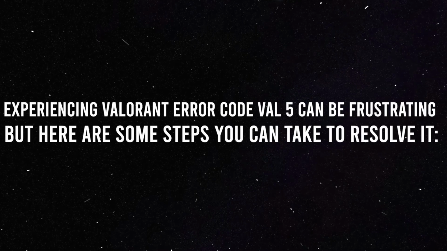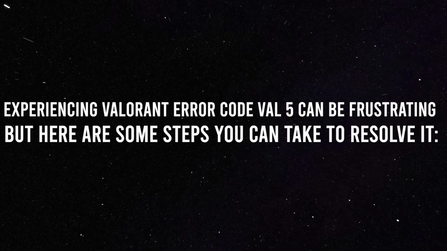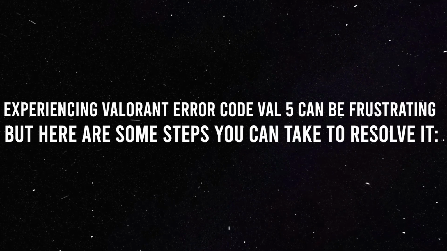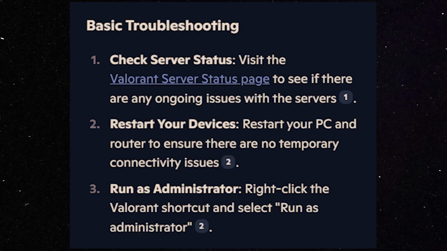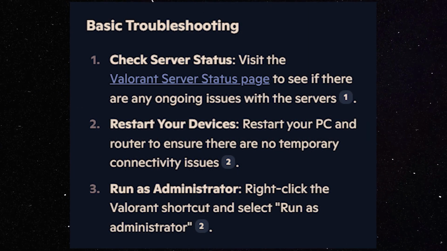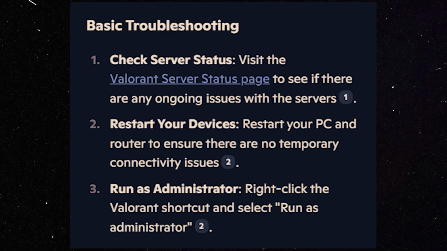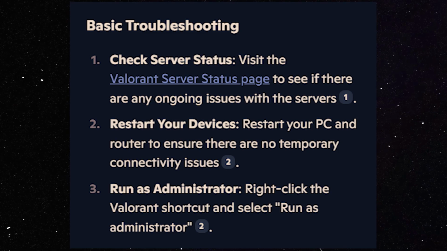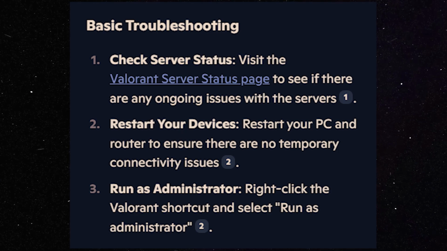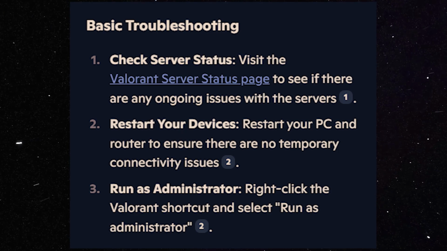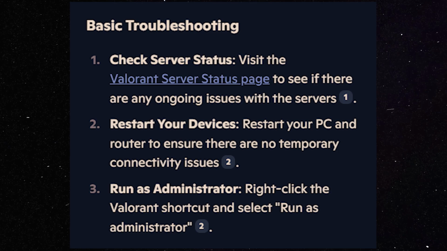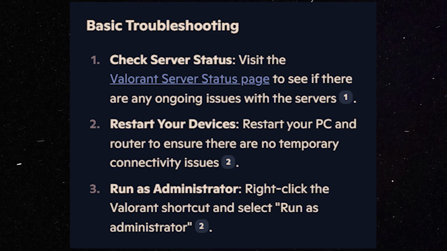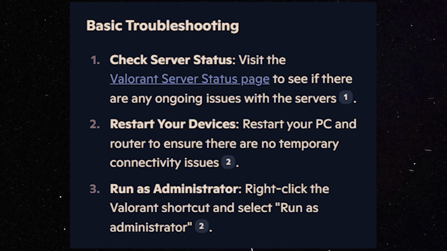Experiencing Valorant Error Code VAL5 can be frustrating, but here are some steps you can take to resolve it. Step 1. Basic troubleshooting. Check server status. Visit the Valorant server status page to see if there are any ongoing issues with the servers. Restart your devices. Restart your PC and router to ensure there are no temporary connectivity issues.